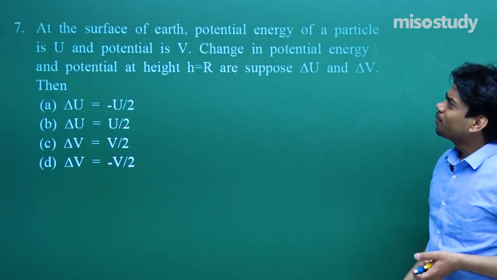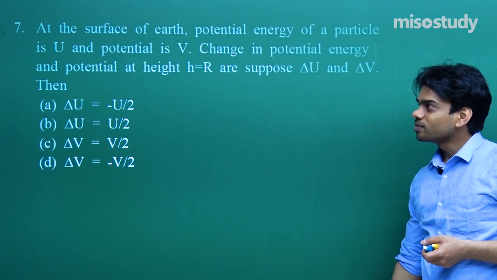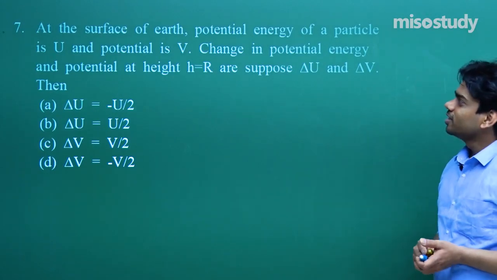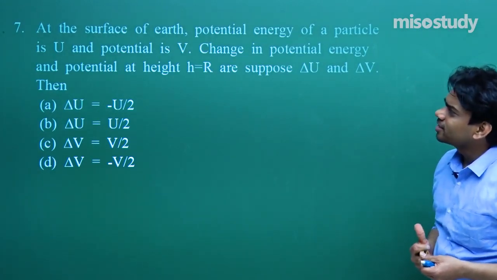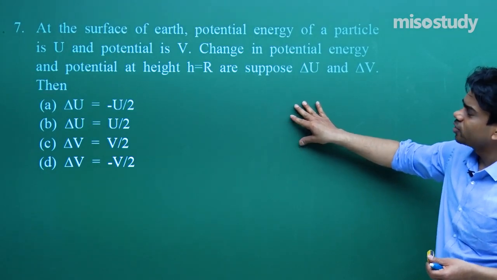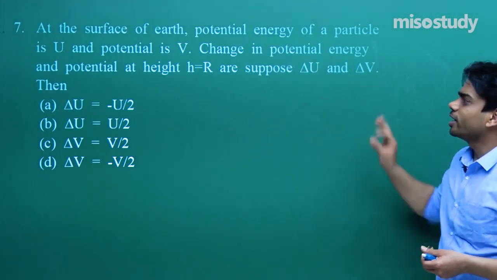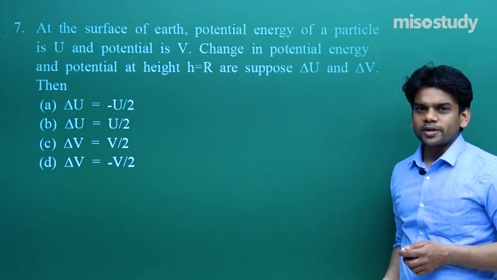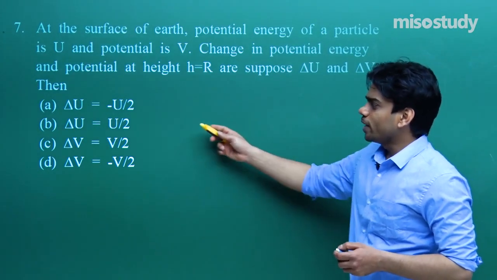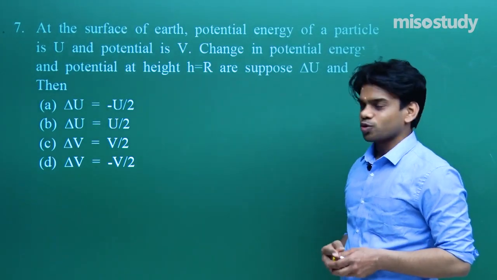At the surface of Earth, potential energy of a particle is U and potential is V. Change in potential energy and potential at height h equal to r are, suppose, delta U and delta V. Then delta U goes to minus U by 2, delta U goes to U by 2, delta V goes to V by 2, delta V goes to minus V by 2.